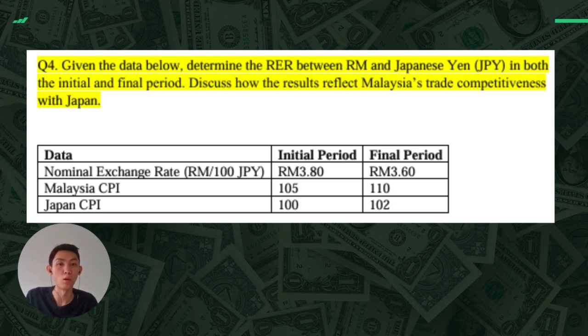If we look at the overall real exchange rate, at first it dropped from 3.62 to 3.34. Okay, just now we calculated from initial to final, and it shows us the result is a decrease in the real exchange rate. It means that there is a real depreciation of the ringgit. So the Malaysian goods become cheaper compared to the Japanese goods, and then it will increase Malaysia's trade competitiveness with Japan because the Malaysian goods become cheaper for others.